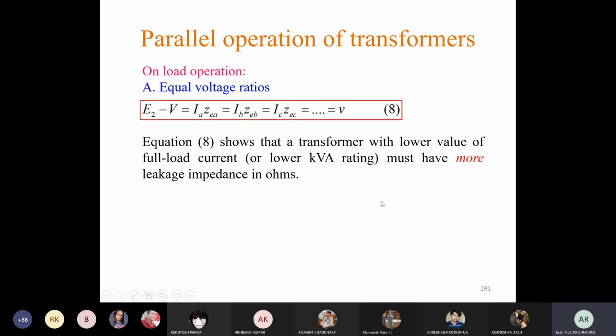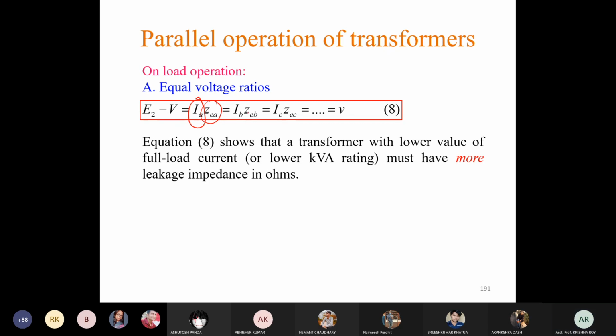So from this equation we can observe that with a lower value of full load current, suppose IA, the full load current of transformer A, to have this equal voltage drop across the leakage impedance of each transformer, since this full load current of transformer A is low, therefore this ZEA has to be high.